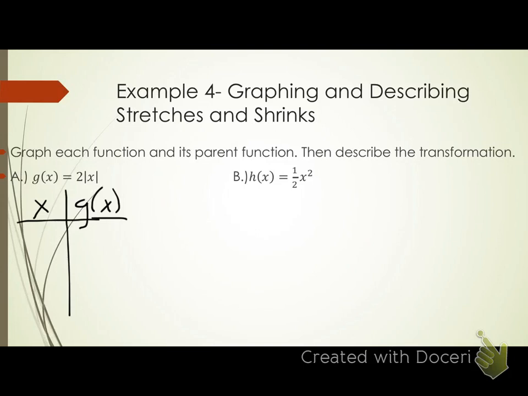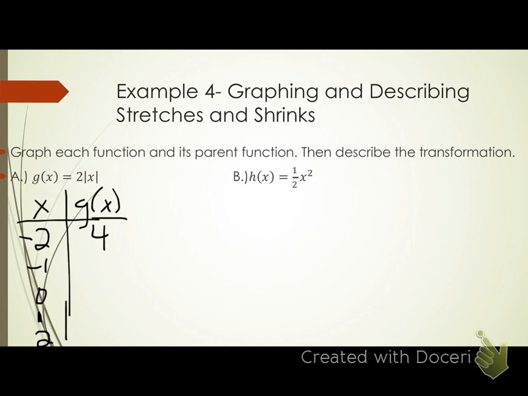So I'm going to use kind of the same numbers I used yesterday. -2, -1, 0, 1, and 2. I just picked my x values randomly. Okay? Plugging -2 in, I'm going to take the absolute value of -2 and then multiply that number times 2. So what's the absolute value of -2? 2. And then 2 times 2 gives me 4. We okay with that?